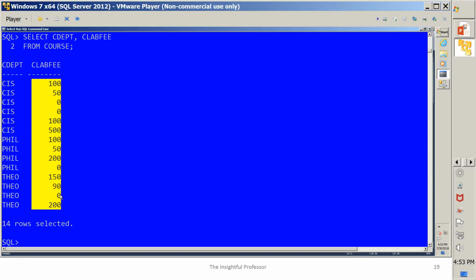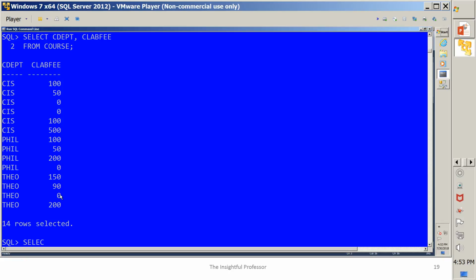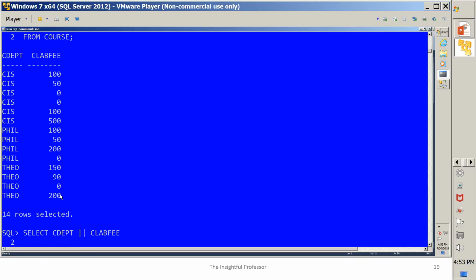Concatenation is a character string operation. Look what happens here when I say select C department, concatenate C lab fee. First off, you might say, well, wait, whoa, that doesn't make any sense. You're taking a character string, you're doing a string operation, but the second operand is a number. Okay, just sit back and enjoy.